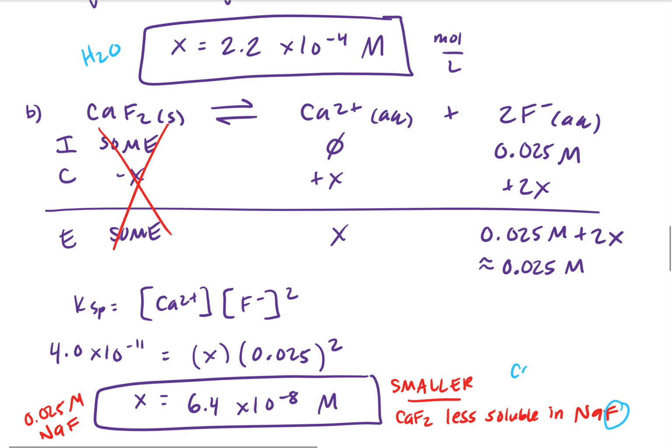This is known as the common ion effect. So when you're taking a salt and you're dissolving it in a solution that already contains one of the ions that salt is going to break up into, the presence of that ion decreases how much of the solid salt can dissolve. So it decreases the value of X, which is your molar solubility.